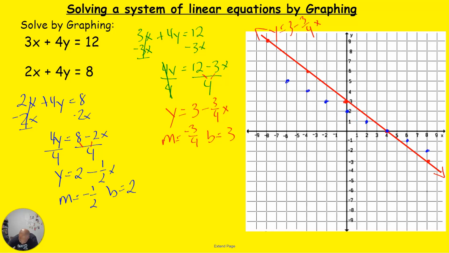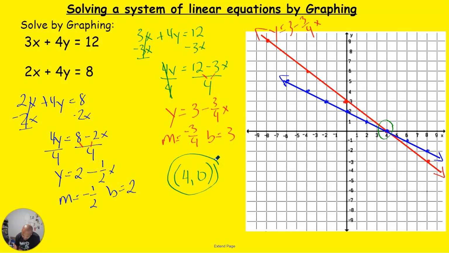So I'm going to go ahead and draw my line. Make sure your arrows are on the ends of your graphs. Three lines. And as you can see, it intersects right here at (4, 0). So (4, 0) is our solution.